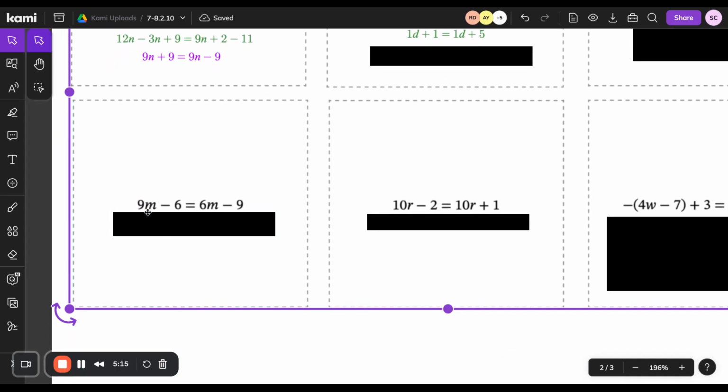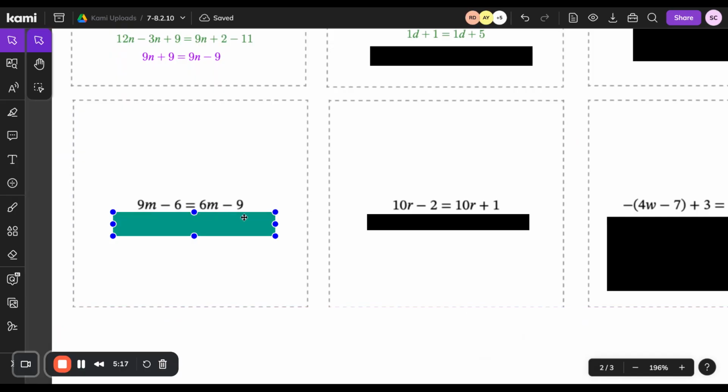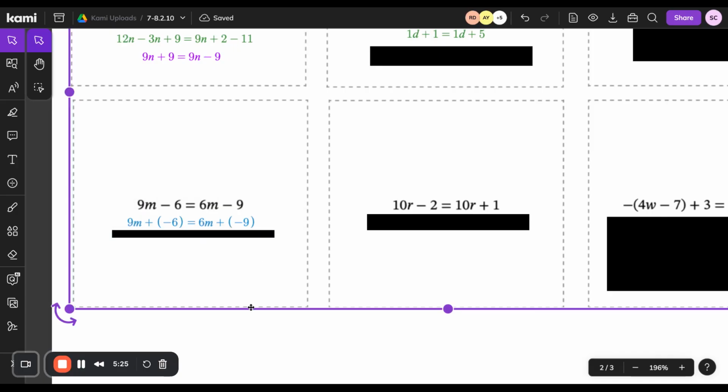Going on to the next one, we have 9m minus 6 is equal to 6m minus 9. For this one here, the 9m minus 6 could also be written as 9m plus negative 6. And the 6m minus 9 can also be written as 6m plus a negative 9. So our linear terms, we have 9m and we have 6m. And then we have a negative 6 and a negative 9.